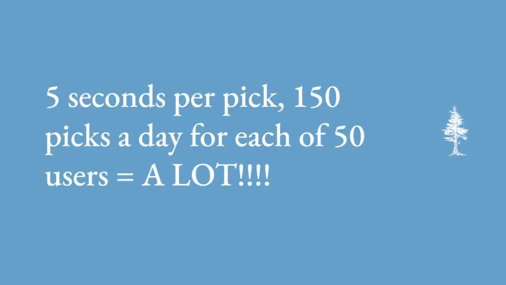Small changes like that might only be about 5 seconds per pick, but across 150 picks a day for, let's say, 50 pickers saves over 10 hours of time per day. Processes like that with easy time saves are exactly what we mean when we talk about an inefficient process. And these small changes to the system really add up quick.